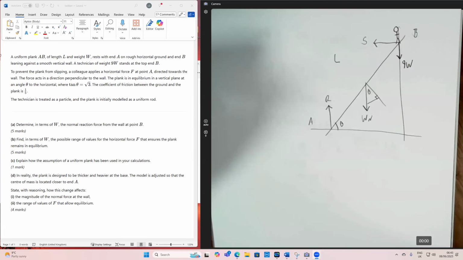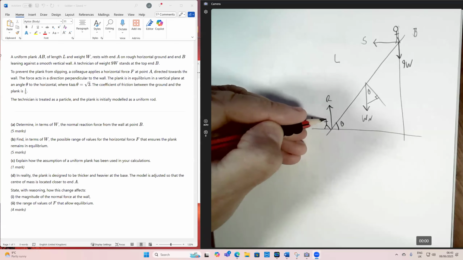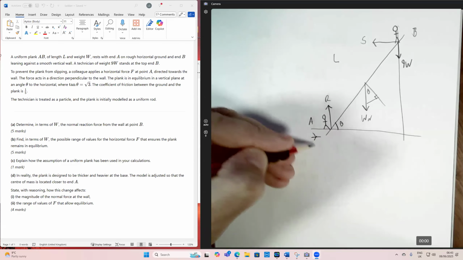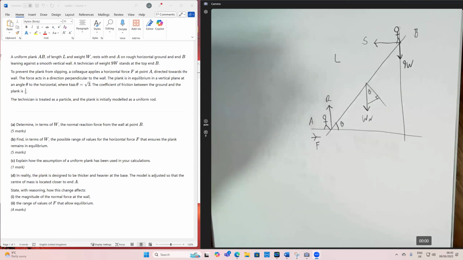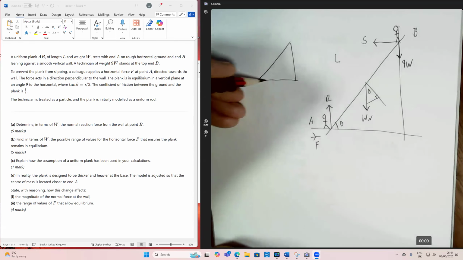Okay, to prevent the plank from slipping, a colleague applies a horizontal force F at point A. So there's a colleague down here applying horizontal force F directed towards the wall. The force acts in a direction perpendicular to the wall. The plank is in equilibrium in a vertical plane at an angle of theta, where tan theta is equal to √3.